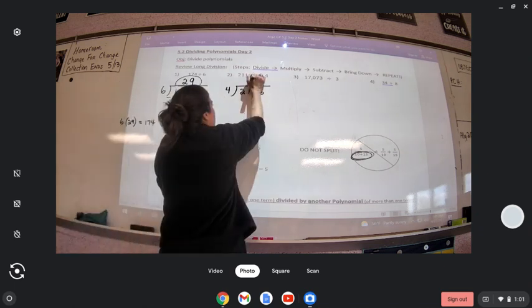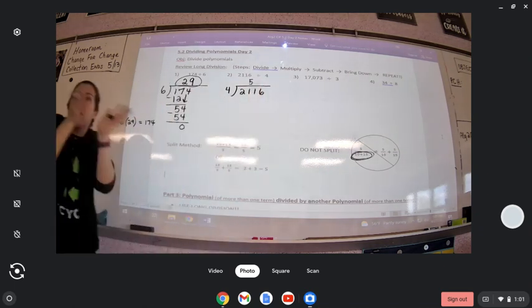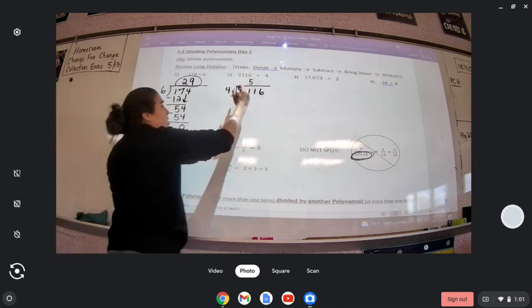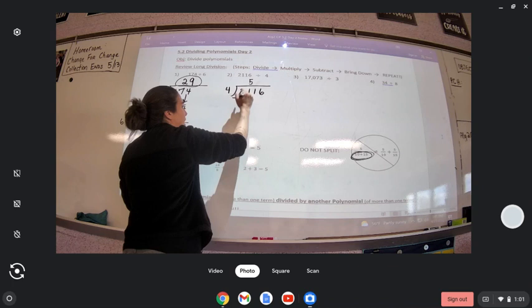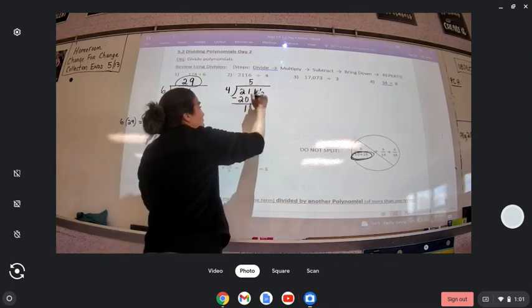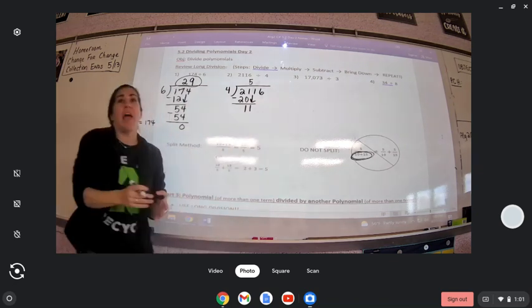So above that first one, put your 5. Keep yourself organized and in line. What is 5 times 4? 20. Now we subtract to see what's left over. What's 21 minus 20? 1. Bring down the next number, and we do it again.